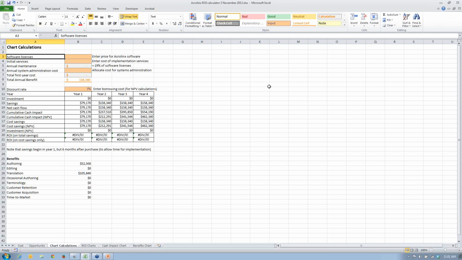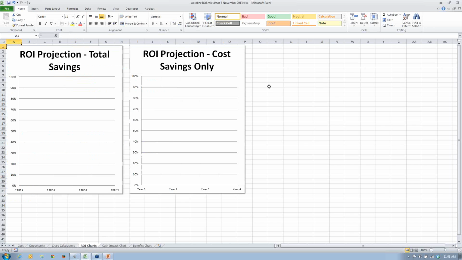You go back in here and with the help of your account manager, you'd enter in what the cost of Acrolinx would be. And so this would give you the cost side. We've already got some benefits side. And then that's where we get into, so here's what your expected savings would be. And these charts would update automatically if we actually had numbers in there.